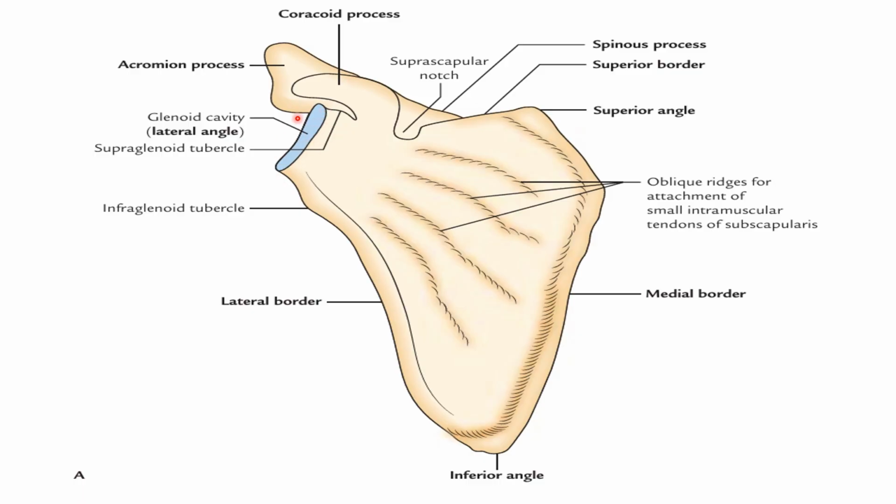The glenoid cavity provides a surface for the attachment of the head of the humerus bone to form the glenohumeral joint. Then here we have the infraglenoid tubercle. That means it is just below the glenoid cavity. Then we have the supraglenoid, that is above. Here we have the suprascapular notch. Then we have the oblique ridges for the attachment of the tendons of the subscapularis muscle.